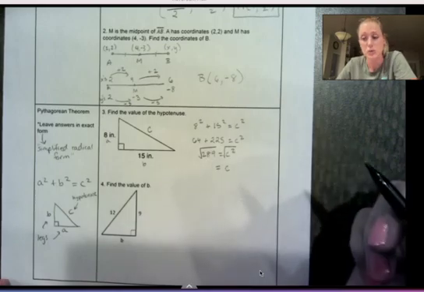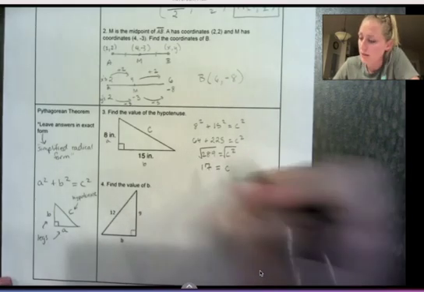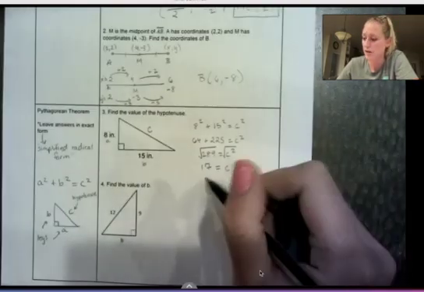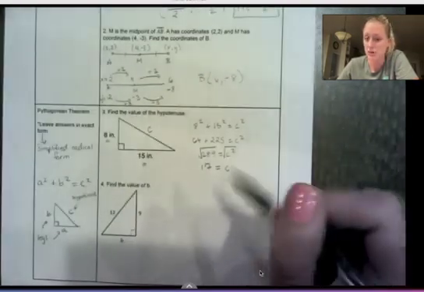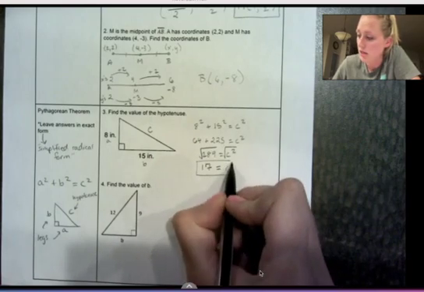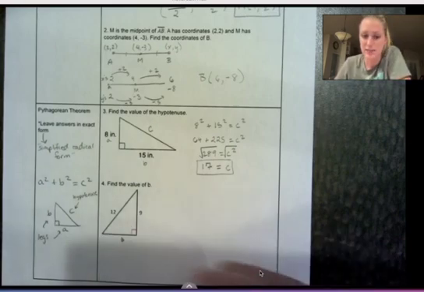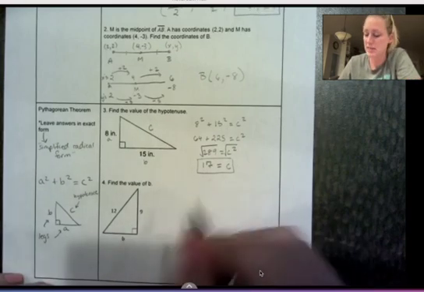And actually, 289 is a perfect square. I get a nice whole number, okay? 17 is the square root of 289. So C is equal to 17, okay? All right, find the value of B.